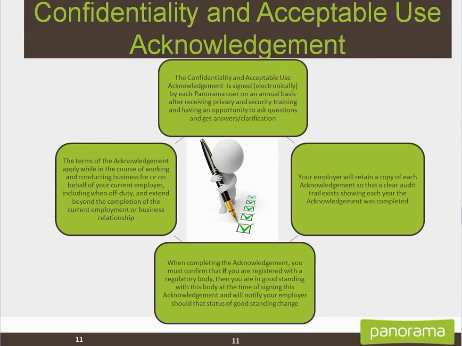The confidentiality and acceptable use acknowledgement needs to be accepted on an annual basis. This is completed through an electronic acknowledgement for IH. An email will be sent to you every year prompting you to read and accept the acknowledgement. If you ignore this email and do not accept, your access to Panorama will be revoked.